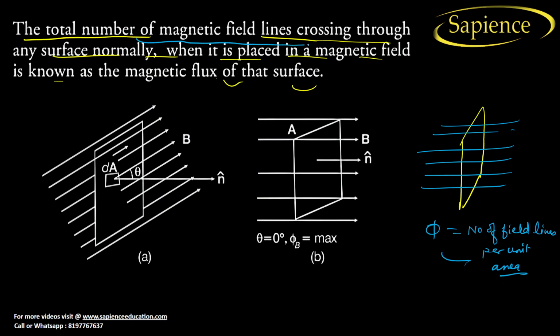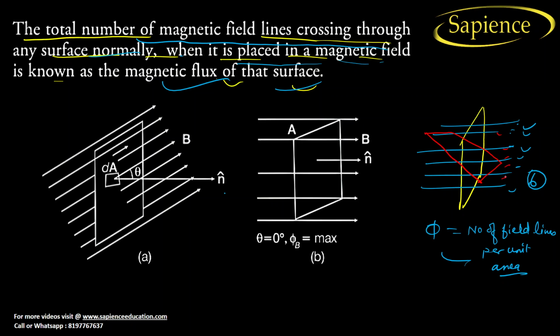The total number of field lines crossing through the surface normally when it is placed in a magnetic field is known as the magnetic flux of that surface. It should be placed normally. If it makes an angle, what will happen? It will reduce. Suppose if you place this area, 1 2 3 4 5 6, six lines are passing. Now let us tilt this plate like this. The number of field lines passing has been reduced.